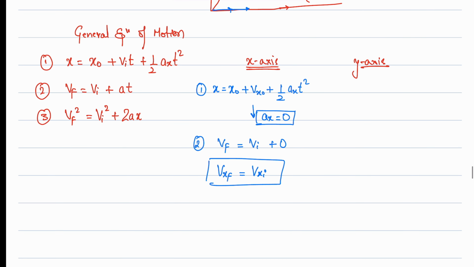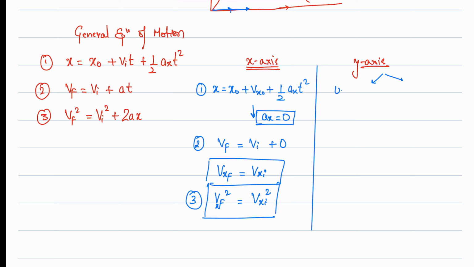Third thing, same: vxf squared equals vxi squared. Okay, same thing. Now in terms of the y-axis, what you need to understand. In terms of the y-axis, there are two cases, upward and downward. Let's say the body is going up or the body is going down. If something is going up, you have to take a equals negative g because it is going against gravity. And if something is going down, a equals plus g.